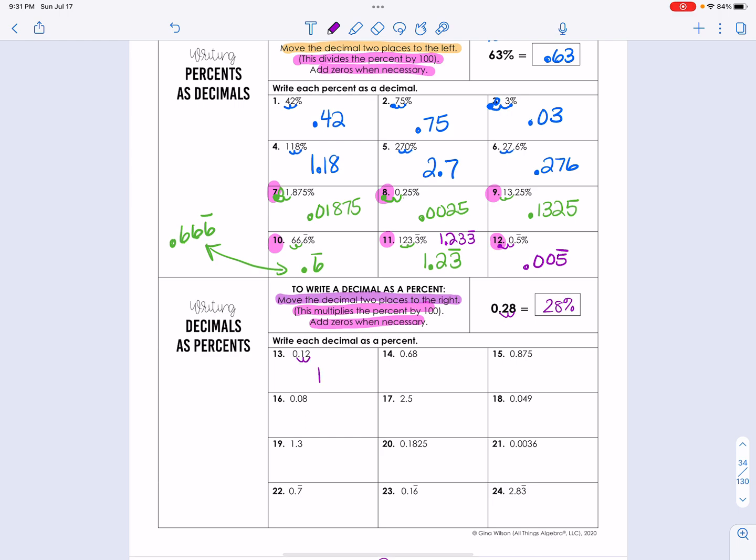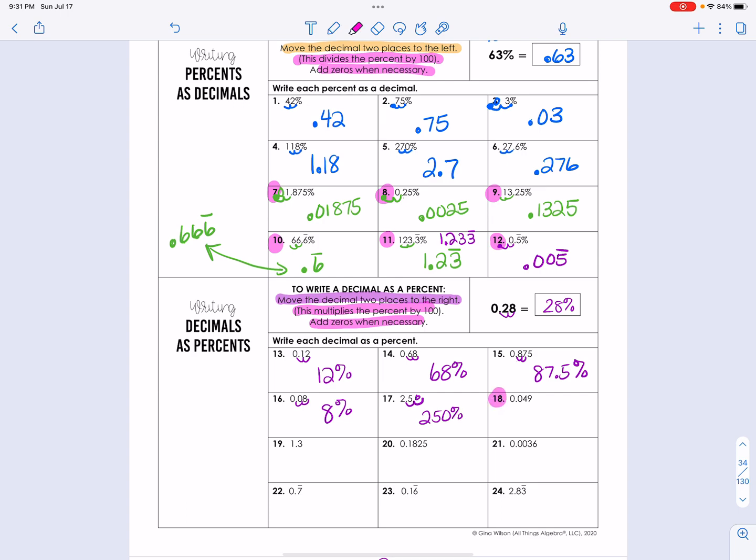This one, move it 2 places, is 12%. This one is 68%. This one is 87.5%. Okay, I want to do this one. This is 8% because there's that 0 in front. So let's do this one. If you move this, there's nothing there, so you're going to say 250%.